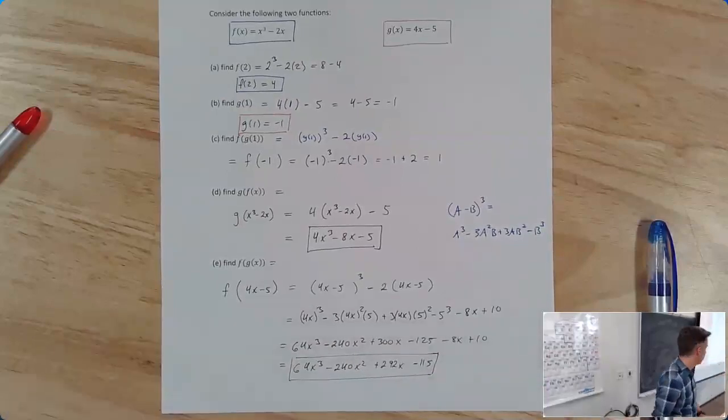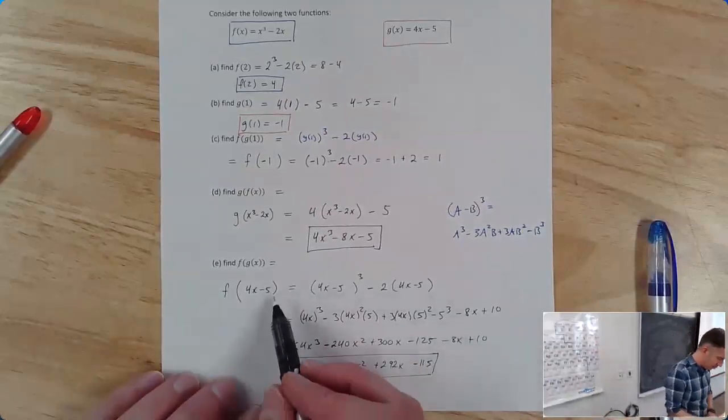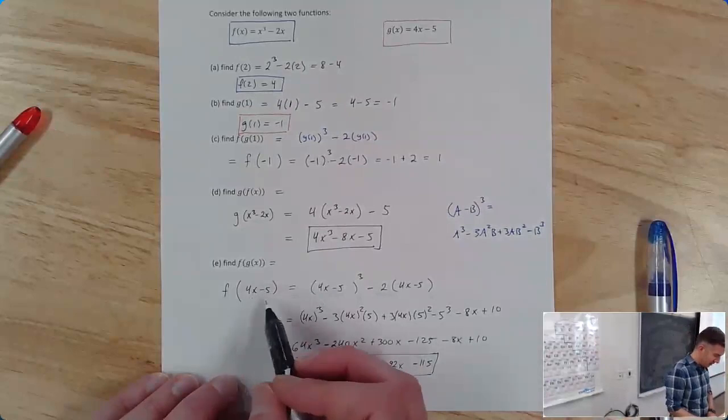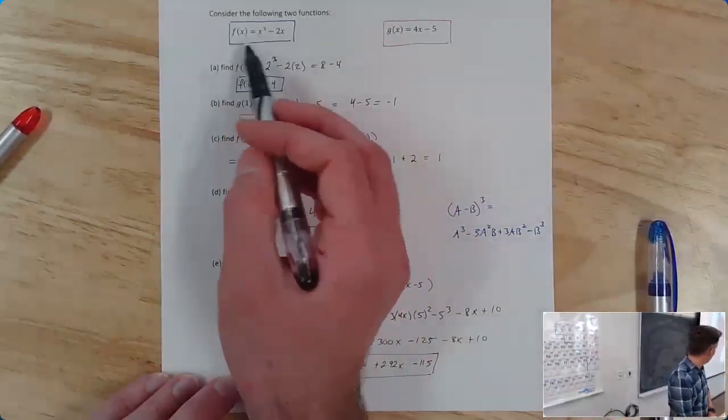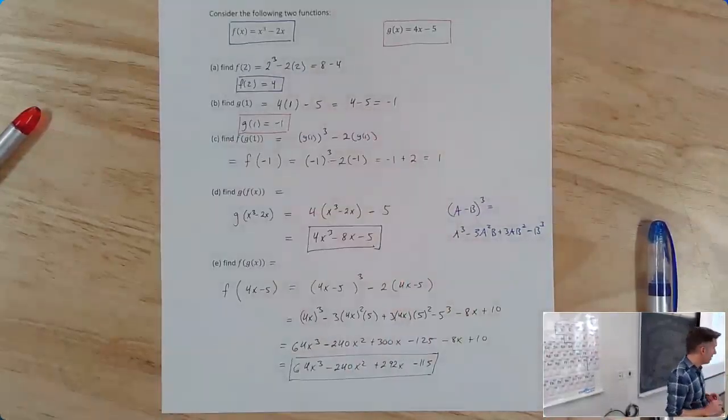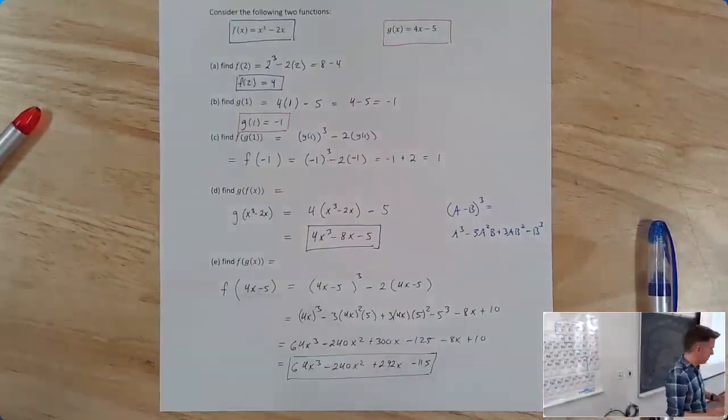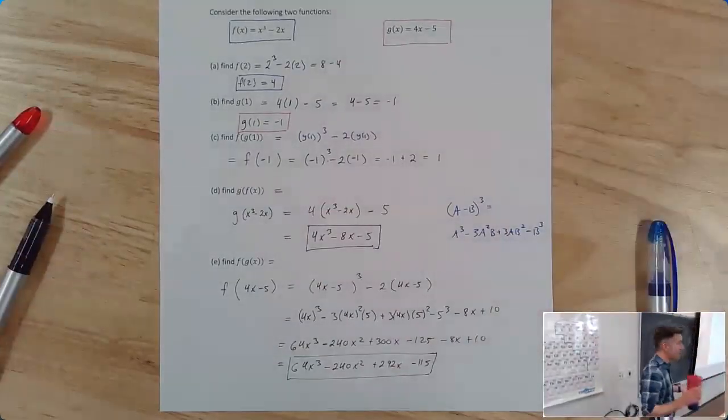The point of this question, though, is not really to do the simplification we just did. It's more to be able to correctly input this 4x minus 5 into the argument of the other function f of x. So being able to see, oh, that's what we've got. That's the most important thing about this process.